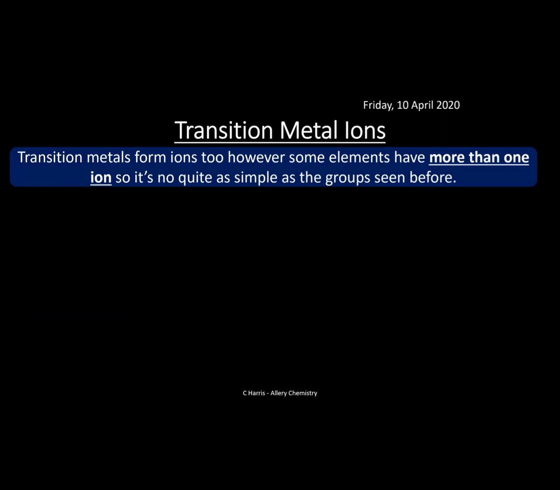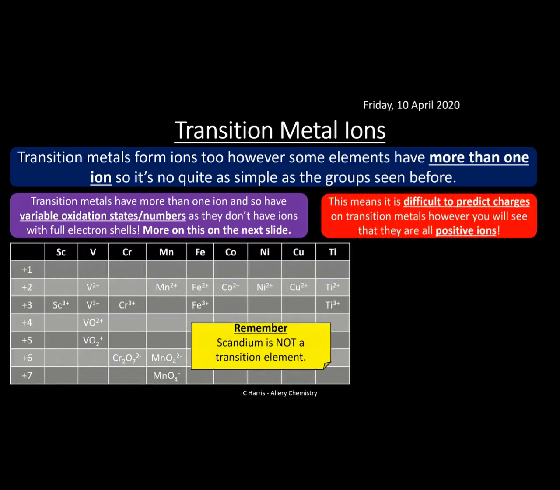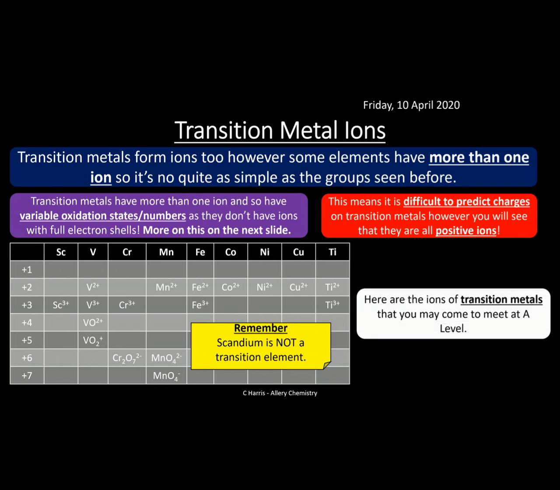Okay, so like I said, the transition metal ions don't really fit into a group, so it's not quite as simple for transition metals. What they have is variable oxidation states or numbers. So they don't actually have a fixed charge, such as all your group 1s have +1, all your group 2s are +2. These have varying different ones. And the main reason is they don't have ions with full electron shells, so it's really difficult for them. So you might come across these. You don't need to remember these at all, but you might come across these. It's really just to highlight that transition metals don't follow the same rules.